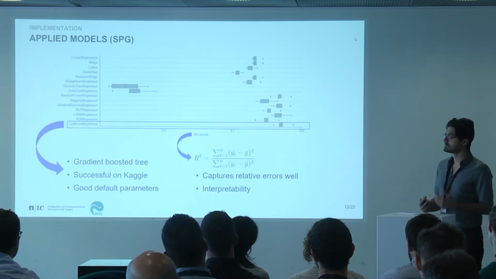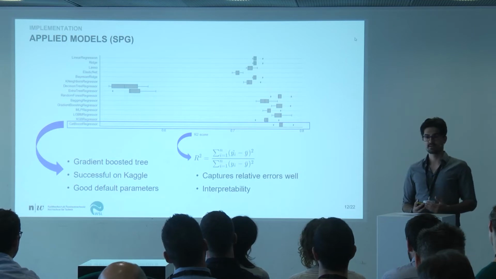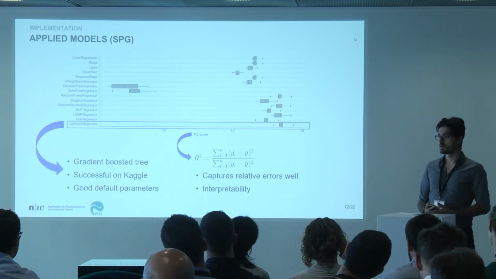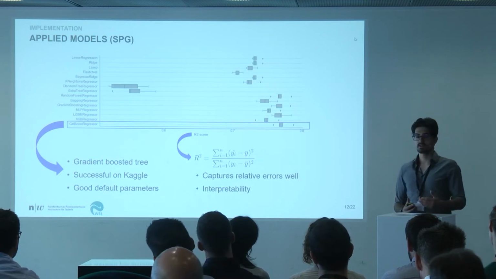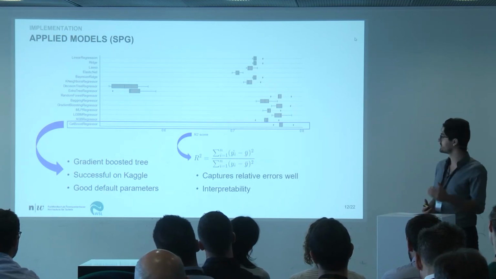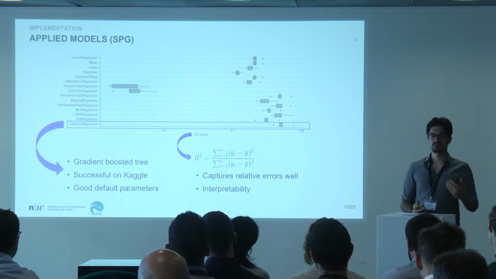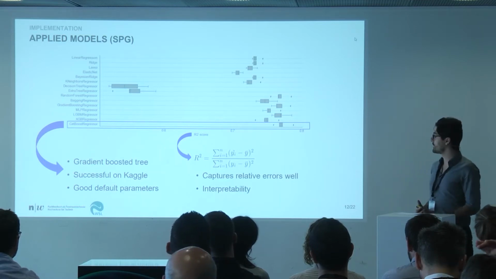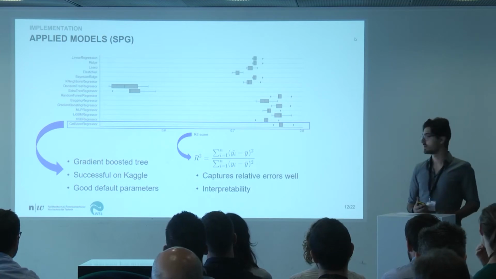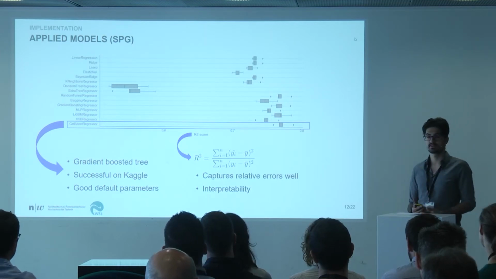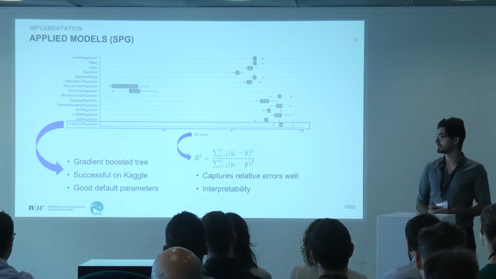So now let's move on to a more exciting part of our project where we compare different models. You can see on the graph that on the upper part, we have the linear models, and on the lower part, there are the tree-based models. And we compared these models with the R2 score. We chose the R2 score because it captures the relative errors really well and it is easy to understand.